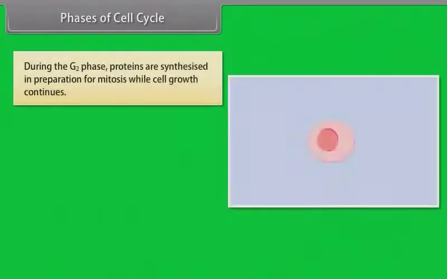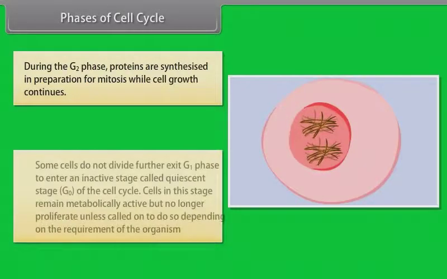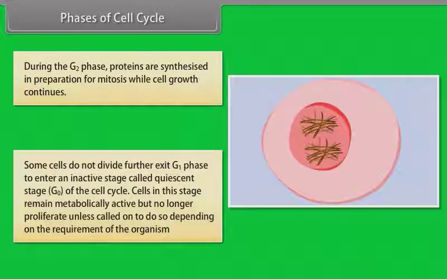During the G2 phase, proteins are synthesized in preparation for mitosis while cell growth continues. Some cells do not divide further and exit G1 phase to enter an inactive stage called quiescent stage, G0, of the cell cycle. Cells in this stage remain metabolically active but no longer proliferate unless called on to do so depending on the requirement of the organism.